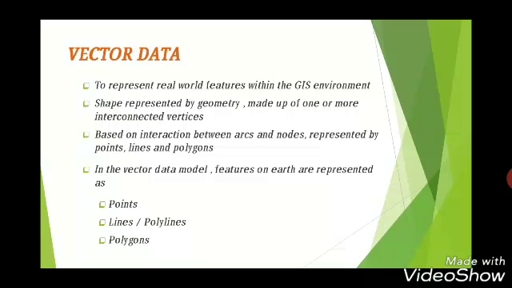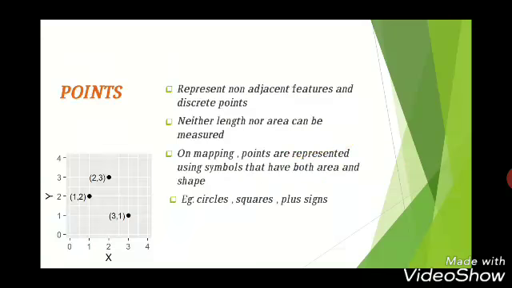This system of recording features is based on the interaction between arcs and nodes, which are represented by points, lines, and polygons. That is, in the vector data model, the features on Earth are represented using three different ways. First one, points; second one, lines or polylines; and third one, polygons. Now we can see each one by one. The first one is points.